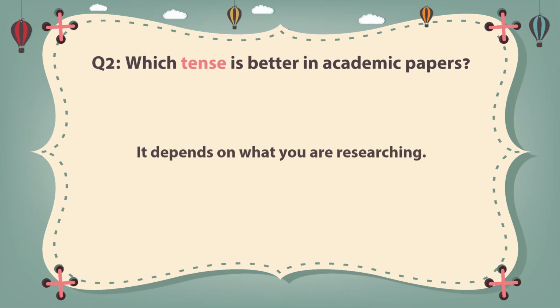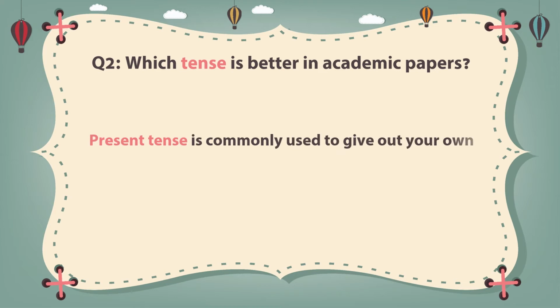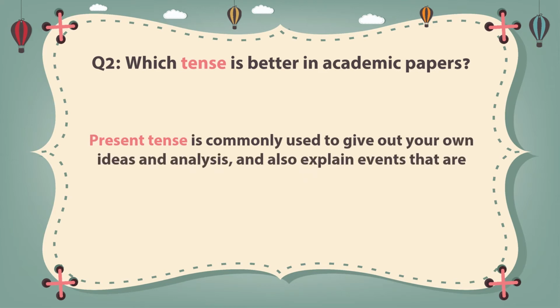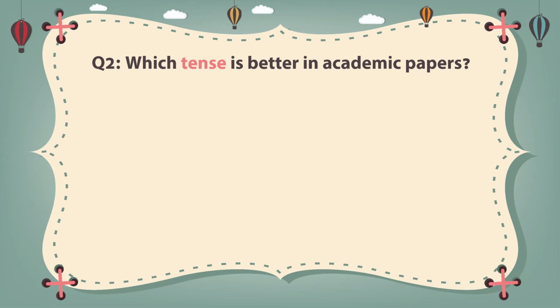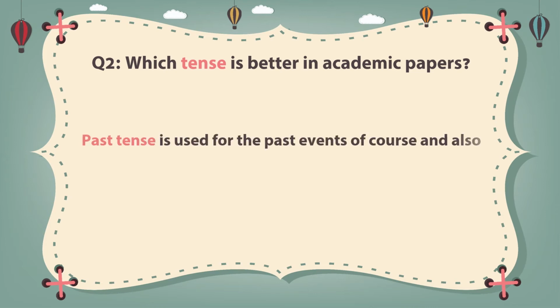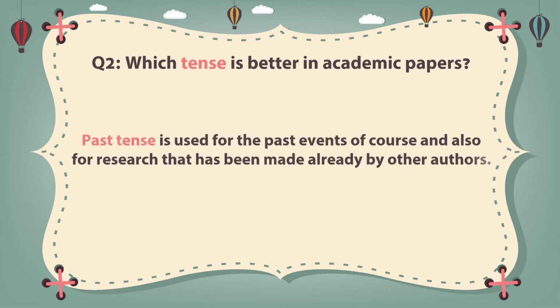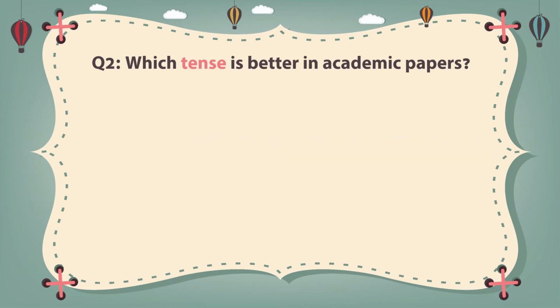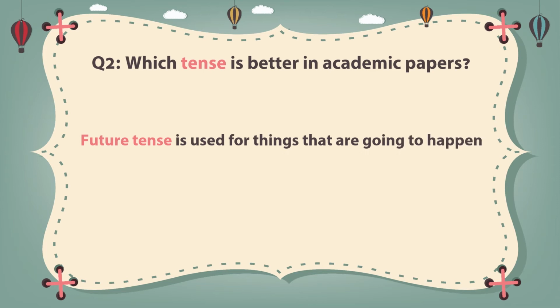So which tense is better in academic papers? That depends on what you're researching. Mm-hmm. For example, present tense is commonly used to give your own ideas and analysis, and also to explain events that are happening at the moment. Past tense is used for past events, of course, and also for research that has been done already by other authors. And future tense is used for things that are going to happen in the future.